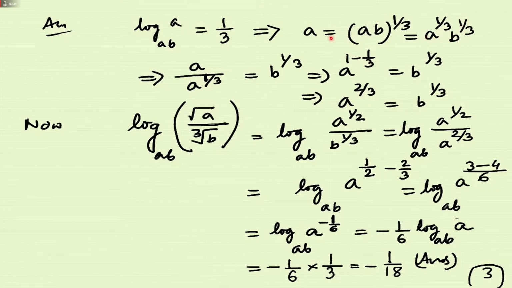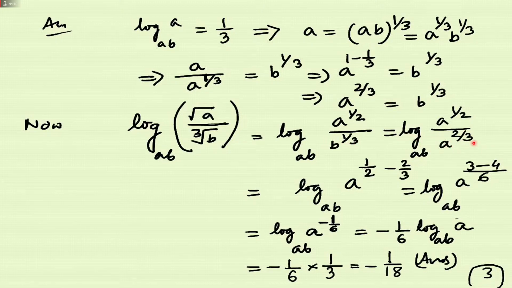Now this a, if you divide this a by a to the power 1 by 3, you will get a to the power 1 minus 1 by 3 by using the laws of indices. Now you have here a to the power 2 by 3 and this is b to the power 1 by 3. So you have to find the log of this term. Now this is a to the power half, and cube root of b is nothing but b to the power 1 by 3. Again b to the power 1 by 3 is nothing but a to the power 2 by 3. So I am replacing b to the power 1 by 3 here by a to the power 2 by 3.